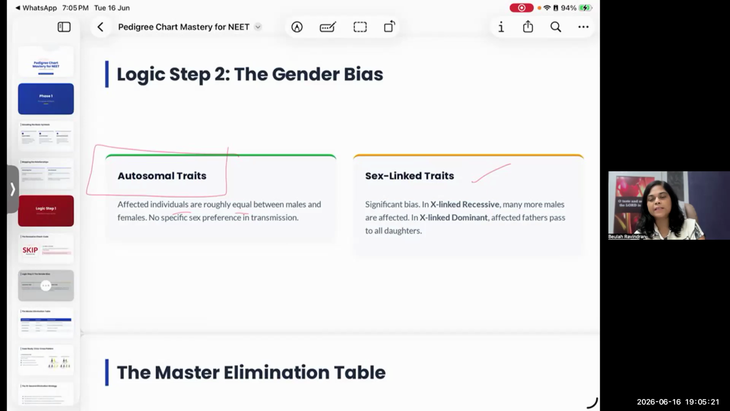Sex-linked traits show significant bias. What is the significant bias? In X-linked recessive, many more males are affected. In X-linked dominant, affected fathers pass the trait to all daughters. This is what happens in sex-linked traits. This is a very important topic, so you can make a note of all these things.